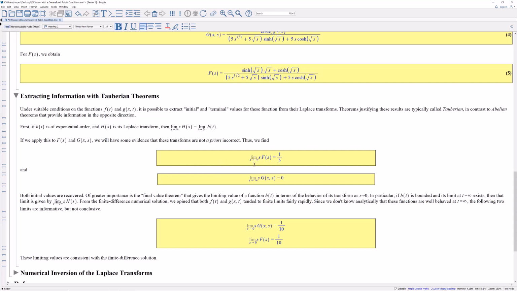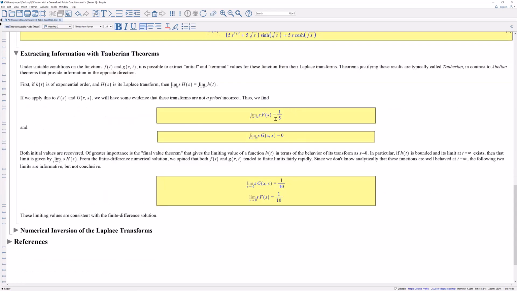Let's look at the limit as s goes to infinity of s f. You get 1/5. That looks good. And if you do it for g, you get 0, and that looks good. So both initial values here are recovered. There is a final value theorem that says the limiting value of a function of t can be found by letting s go to 0 in s times its transform.